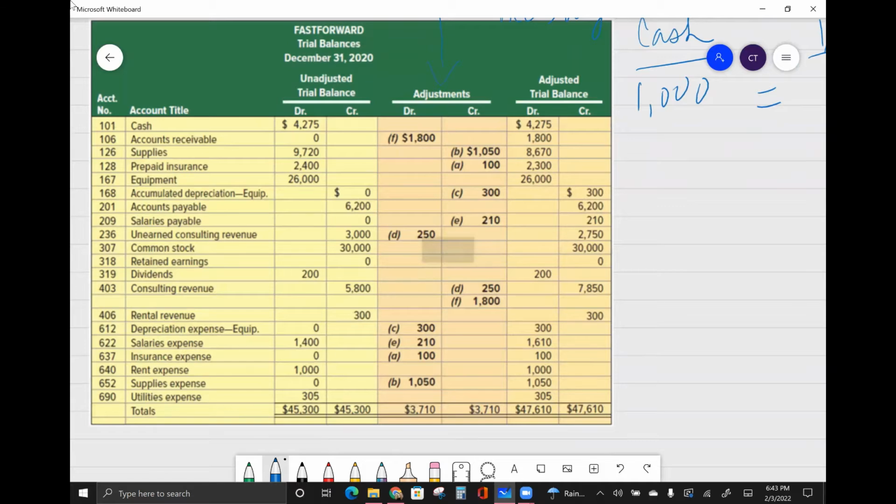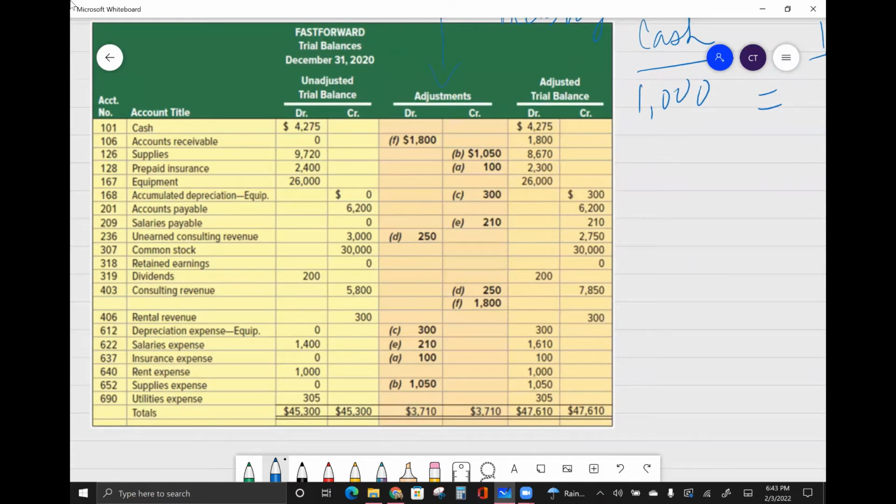Okay, so I have my 1,800 in my debit column for accounts receivable. Then I'll look on the credit side. I find the F down here. It says 1,800, but it doesn't look like it's going to any account. I'm not sure why it's there with no account.